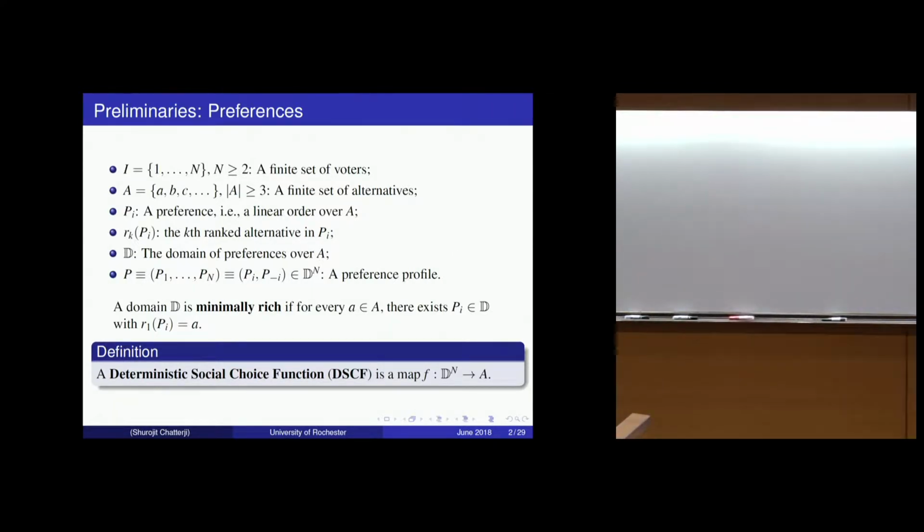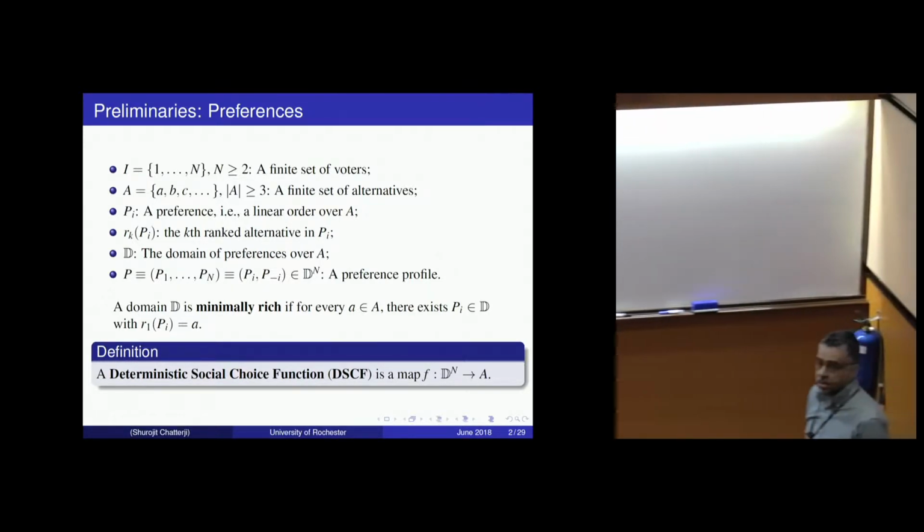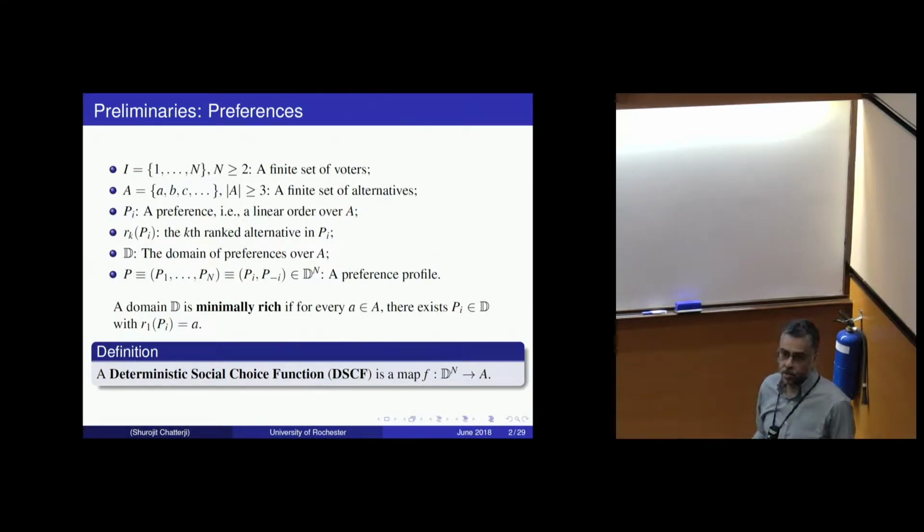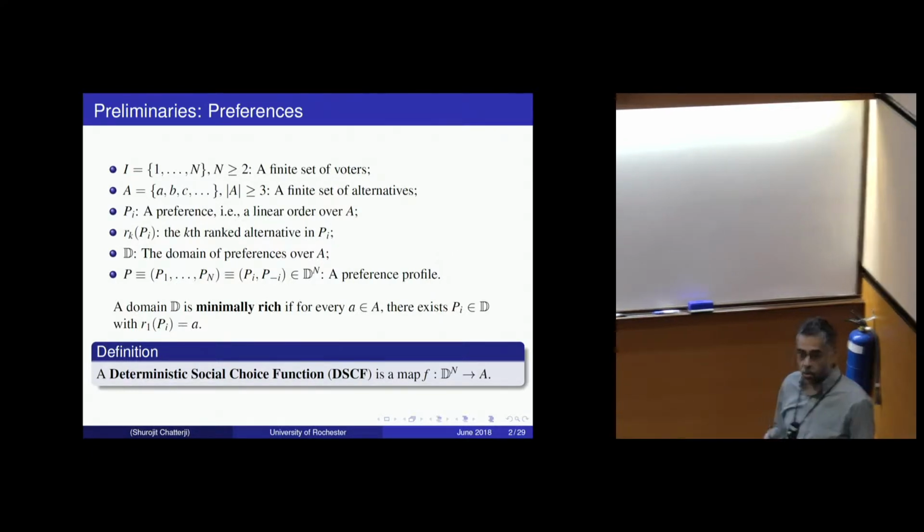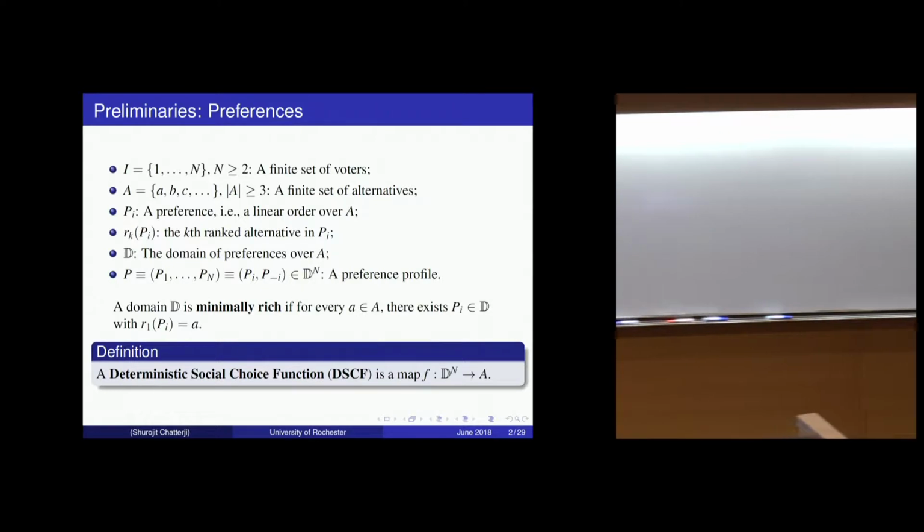Now, if we require this social choice function f to satisfy strategy-proofness and unanimity, then the celebrated Gibbard-Satterthwaite theorem tells us that the only social choice functions which satisfy these criteria are the dictatorships. And this is a fundamental negative result which has shaped the subsequent development of this literature.